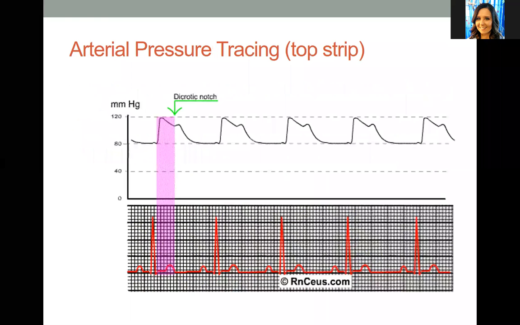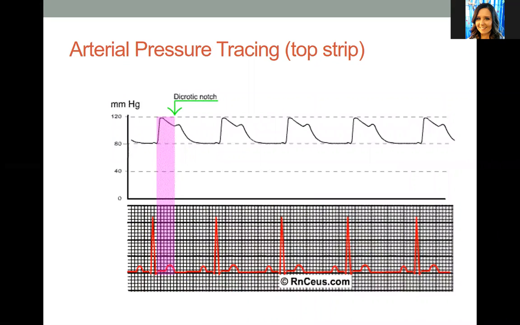So here's an actual waveform and how it correlates on the EKG. If you notice, at the end of that shaded pink is our dicrotic notch. We want to see a dicrotic notch on our arterial lines. That means A, they're in the right place, and B, that line is still working.